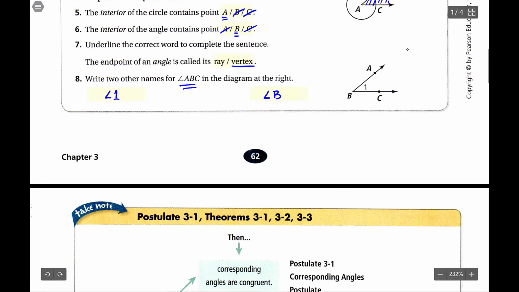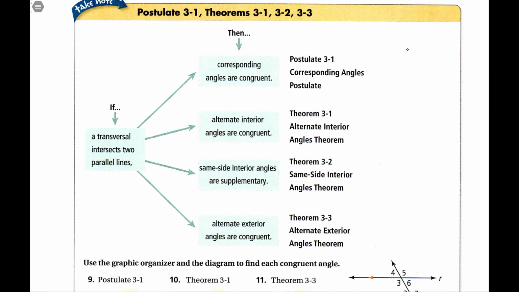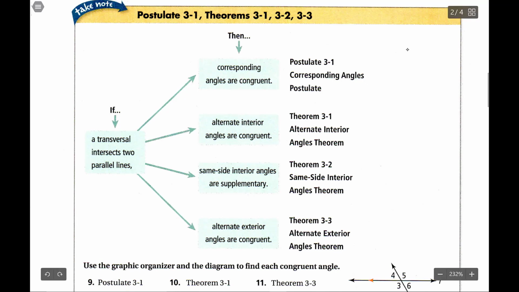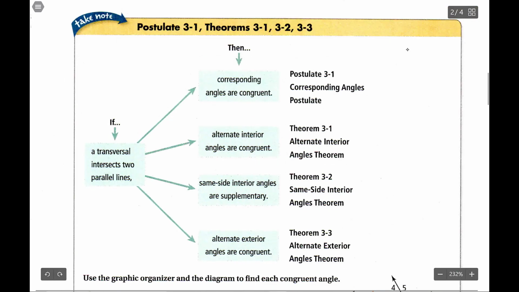We are now going to look at postulate 3.1 and theorems 3.1, 3.2, and 3.3. And all 4 of these scenarios are based off this first indicator here, that if a transversal intersects 2 parallel lines, then for postulate 3.1, we have that the corresponding angles are congruent. For theorem 3.1, given that scenario, we know that alternate interior angles are congruent.